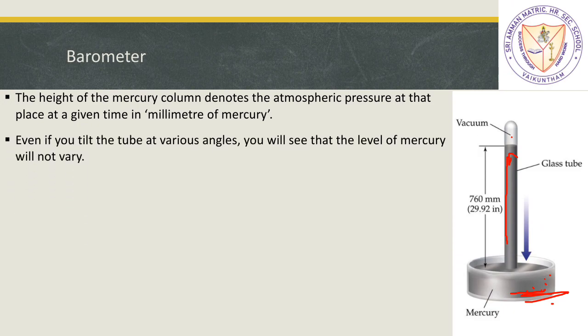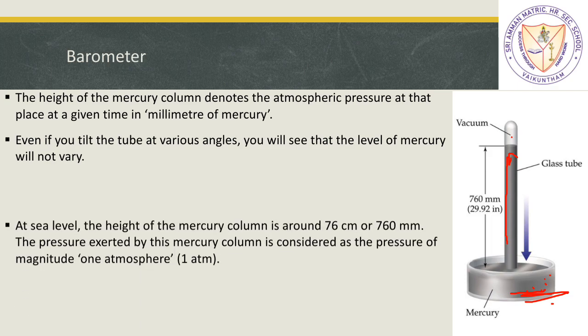Even if you tilt the tube at various angles, you will see that the level of mercury will not vary. At this condition, if you move the whole setup into various angles, you will see that the mercury level will not change.